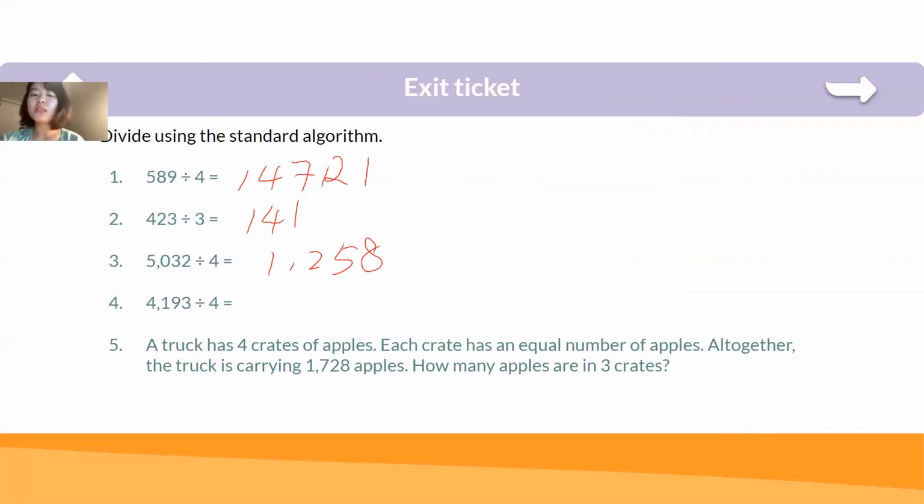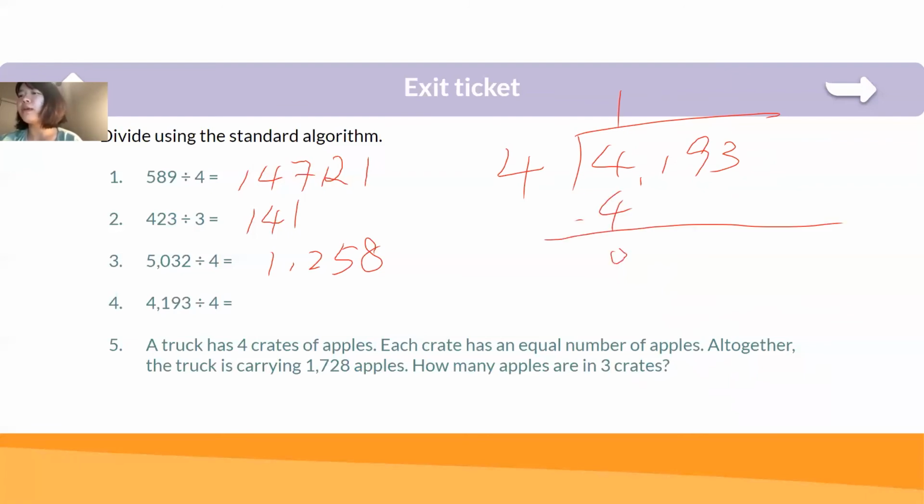And the fourth problem, 4,193 divided by 4. So 4 times 1, 4. And 4 minus 4, 0. And directly move to 1. 1 is less than 4. So let's move to the tens place, and we put a 0 because we have nothing to divide from 1 into 4 groups. And we have 19.